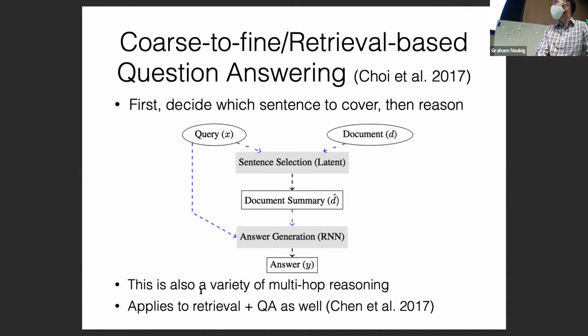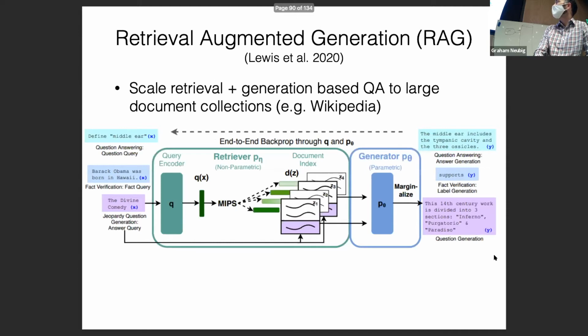This can also be scaled up to larger scales, like retrieval over all of Wikipedia instead of just a single Wikipedia document. And I guess the first paper to do that was probably Chen et al. 2017. One very popular model now is the retrieval augmented generation model.